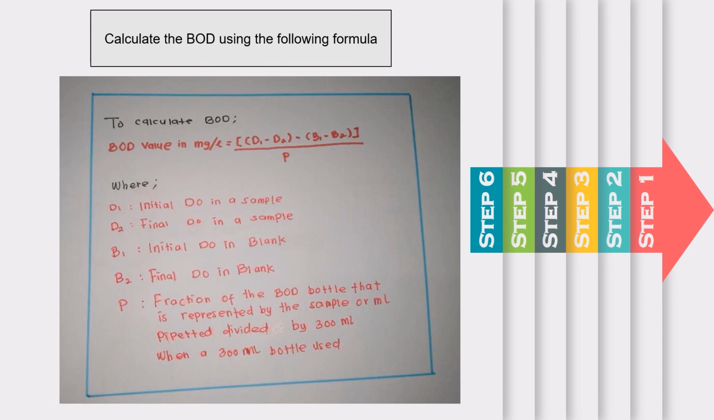Lastly, after you determine the amount of DO for sample and blank for day 1 and day 5, you can calculate the biological oxygen demand, BOD, by using the following formula, where D1 is initial DO in the sample, D2 is final DO in the sample, B1 is initial DO in the blank, B2 is final DO in the blank, and P stands for the fraction of the BOD bottle that is represented by the sample, or milliliters pipetted divided by 300 milliliters, when you use the 300 milliliter bottle.